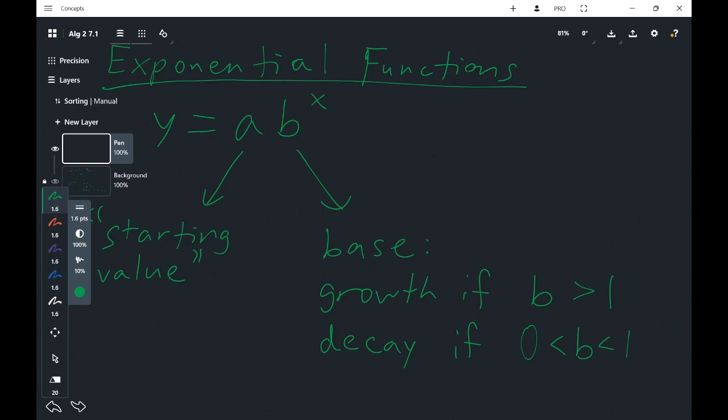And you'll see I have two options labeled here: growth and decay. Growth is if this b is greater than 1, say if I had 2 to the power of x. That means I'm multiplying 2 by itself some number of times, and the number's going to get bigger. Decay is when I have a number between 0 and 1, say 1/2. If I keep on multiplying 1/2 by itself, it's going to get smaller and smaller. I'm taking half and half and half, etc. And that's going to decay. It's going to go down.